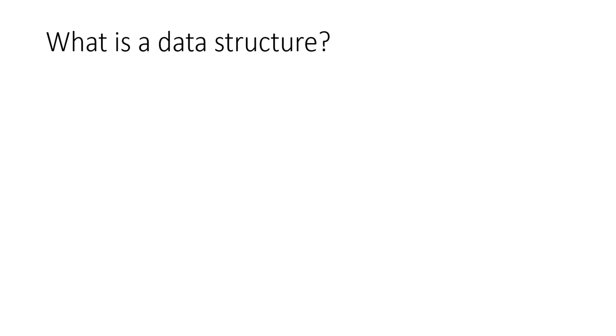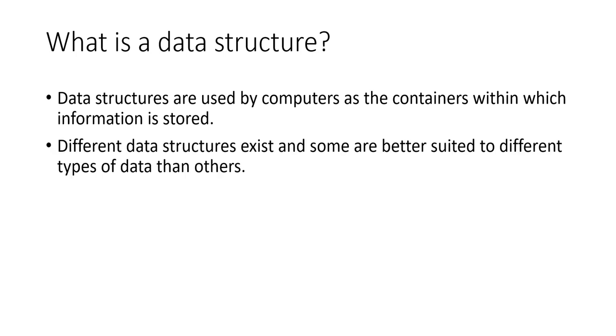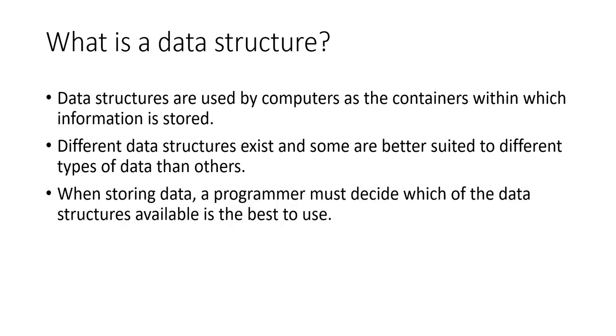So a reminder of what a data structure is. Well, any container of information is going to be our data structure. Why do we have more than one type of data structure? Well, different data structures exist. Some are better than others for different types of data. They're better suited for different types of application. And it's the programmer, you, who must decide which available data structure is the best to use for which case.